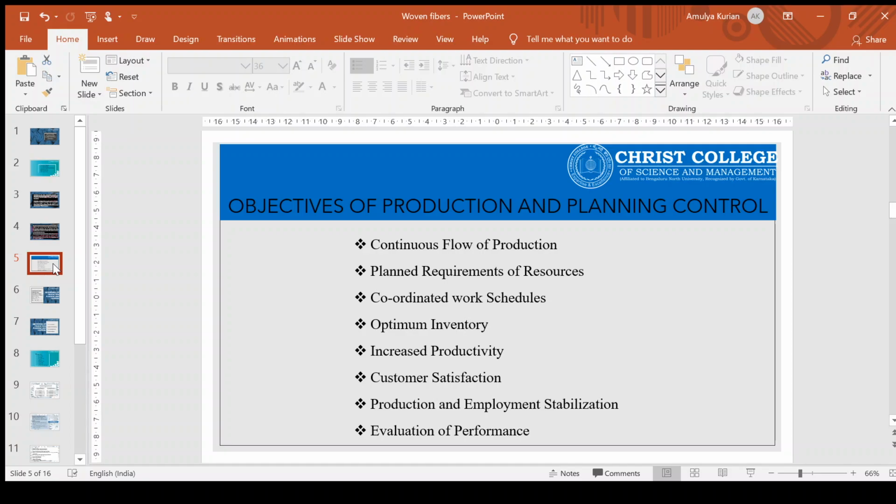So that is planned requirement of resources. Here we will ensure that all the 5 M's needed for production is available at the right quality, quantity and at the right time. Third objective is coordinated work schedule. Schedule is nothing but what time, what work will be done. That is scheduling. Who and what at what time.